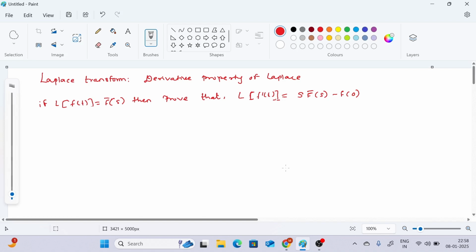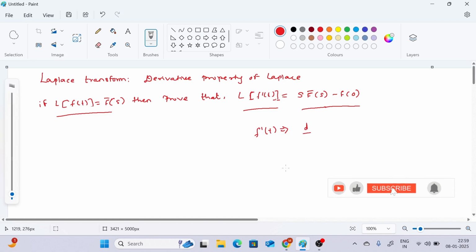In this property, we have given that Laplace f of t is equal to f bar of s. Then prove that Laplace f dash of t is equal to s into f bar minus f of 0. So f dash of t means it's a derivative of f of t. In another way, we can mention this f dash of t is d by dt of f of t.